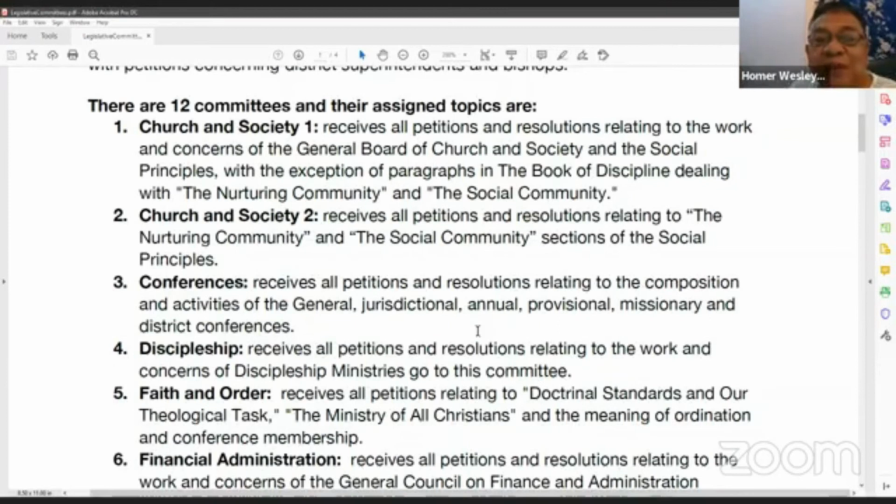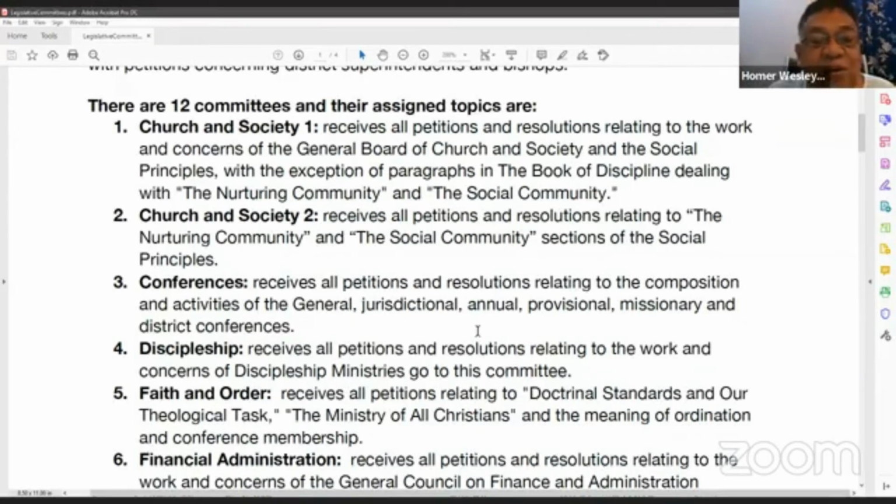Number one, the first committee is Church and Society 1. It receives all petitions and resolutions relating to the work and concerns of the General Board of Church and Society and the social principles, with the exception of paragraphs in the Book of Discipline dealing with the nurturing community and the social community. Okay, so Church and Society 2 receives all petitions and resolutions relating to the nurturing community and the social community sections of the social principles. So committees 1 and 2, Church and Society, deal with the social principles of the Methodist Church.